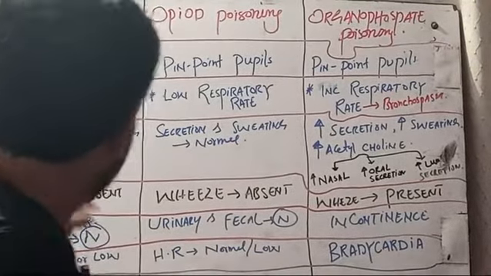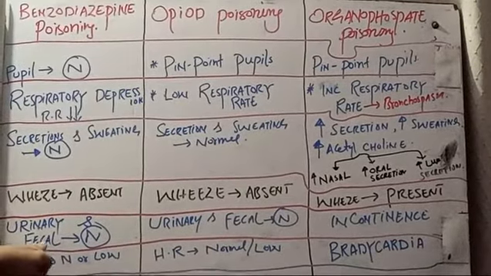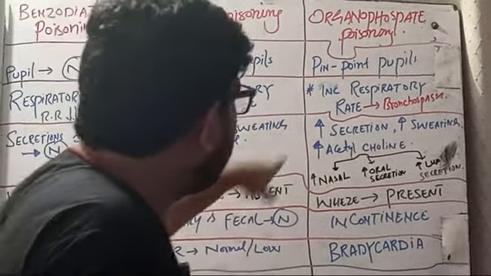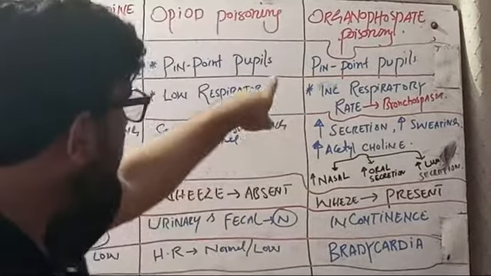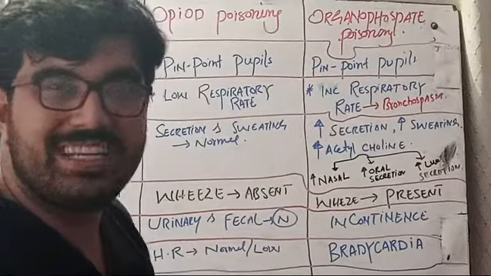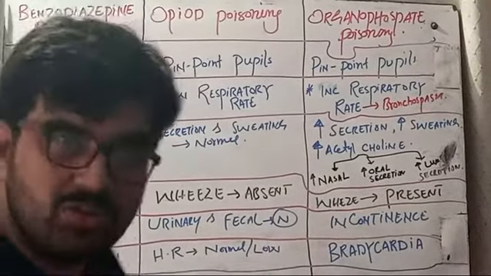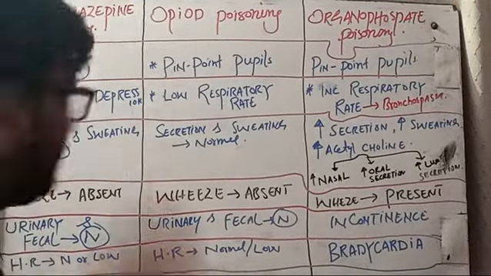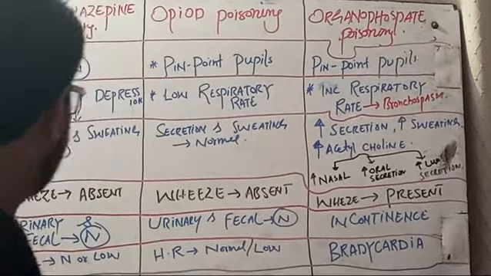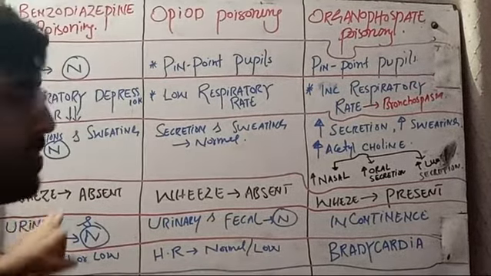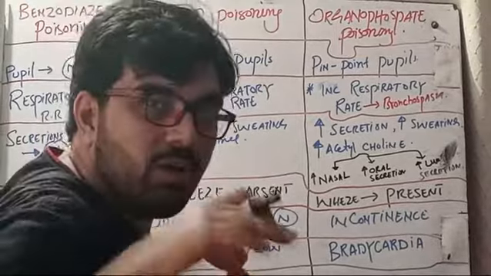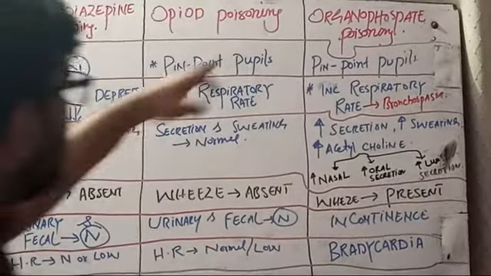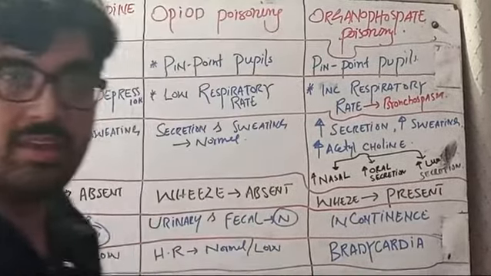Urinary and fecal incontinence is not there in benzodiazepine poisoning. It is also not there in opiate poisoning, but that is common in the organophosphate poisoning. What is the parasympathetic effect on the urinary system? Increased urination. What is the parasympathetic effect on the fecal system? Defecation. And also the sphincters are relaxed. The heart rate is normal or low in benzodiazepine poisoning. In opiate poisoning, again, it can be normal or low. But in the organophosphate poisoning, there is severe bradycardia. So the person is severely bradycardic.